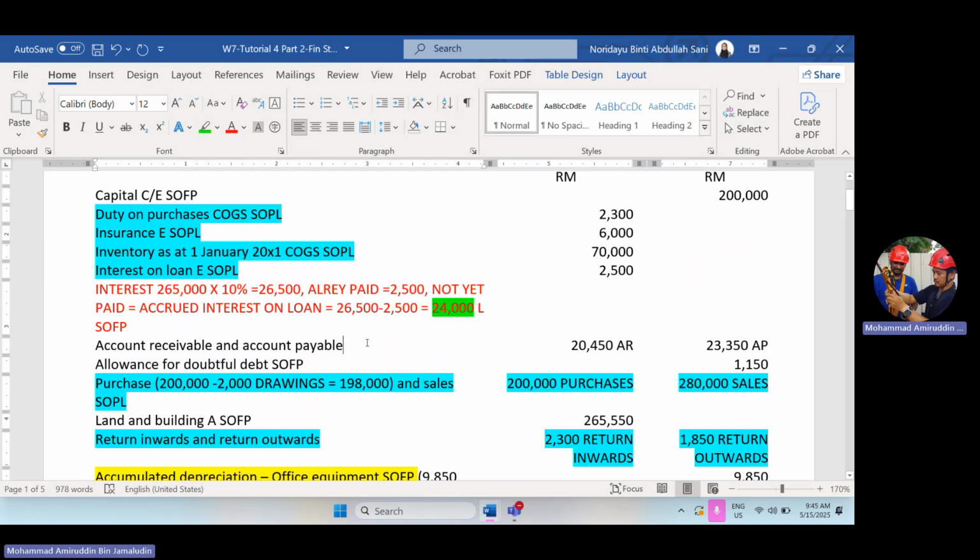Okay, now my question. How much inside your SOPL? How much is your interest on loan in your SOPL, guys? Is it 2,500? Is it 26,500? Is it 24,000? Which one? Who wants to try?